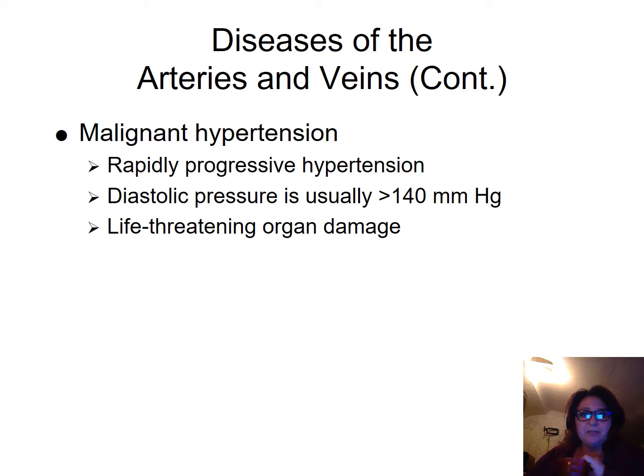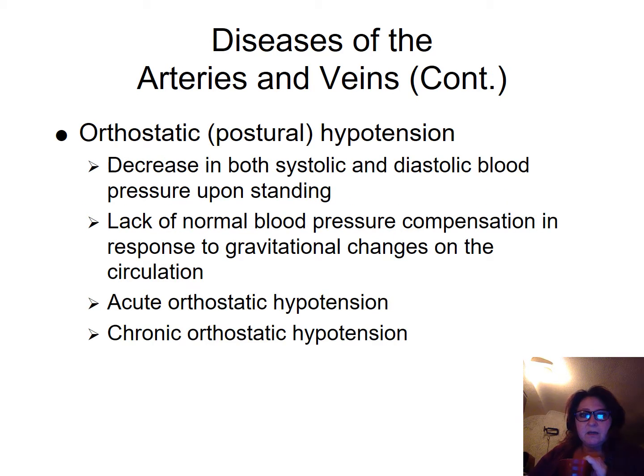We have malignant hypertension, which is a rapidly progressive hypertension. And this is a diastolic pressure usually greater than 140, and it's life-threatening, causing organ damage. Orthostatic hypotension. I had a patient with that today. It's a decrease in both systolic and diastolic blood pressure upon standing. Lack of normal blood pressure compensation in response to gravitational changes. You have acute and chronic.